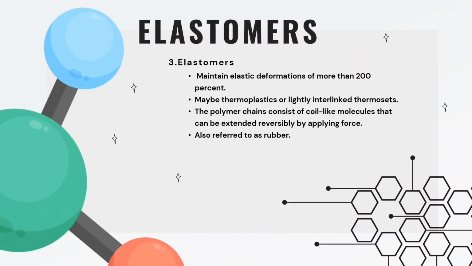Lastly, we have elastomers. Elastomers maintain elastic deformations of more than 200%. They may be thermoplastics or lightly interlinked thermosets. The polymer chains consist of coil-like molecules that can be extended reversibly by applying force. Elastomers are also referred to as rubber. Elastomers are very special and very useful, for they have amazing characteristics. Mainly, their property is being very elastic.